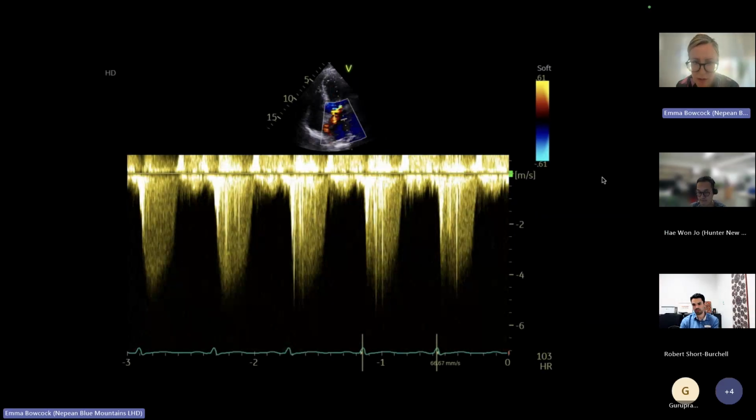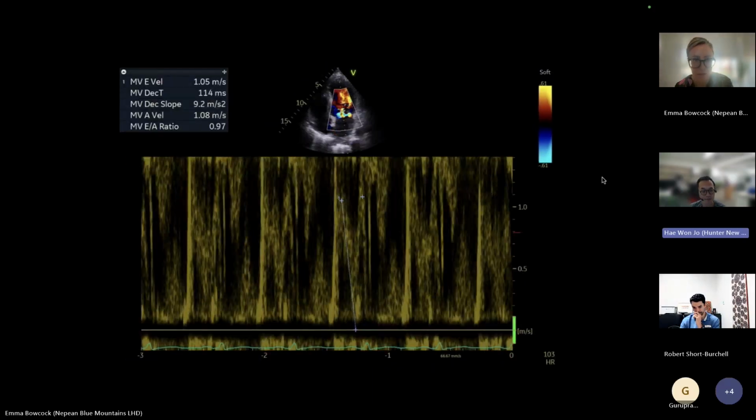Anything else that we can look at with other modalities to help you? Yeah, and the mitral valve inflow velocity, high E wave, at 1.2. It's at 1 meter per second. Not quite 1.2, but quite elevated.